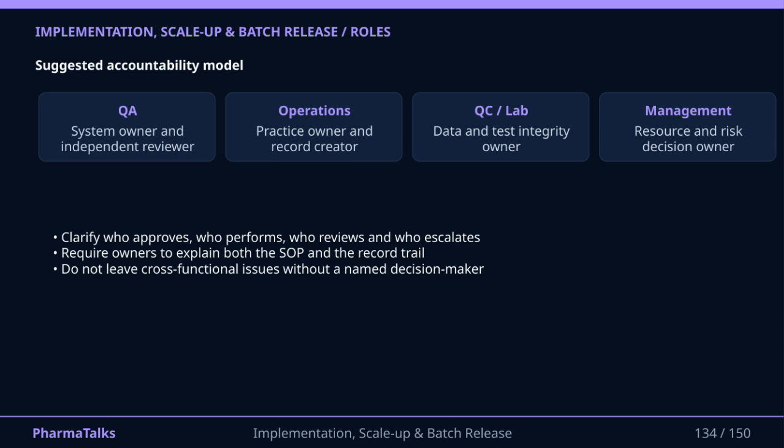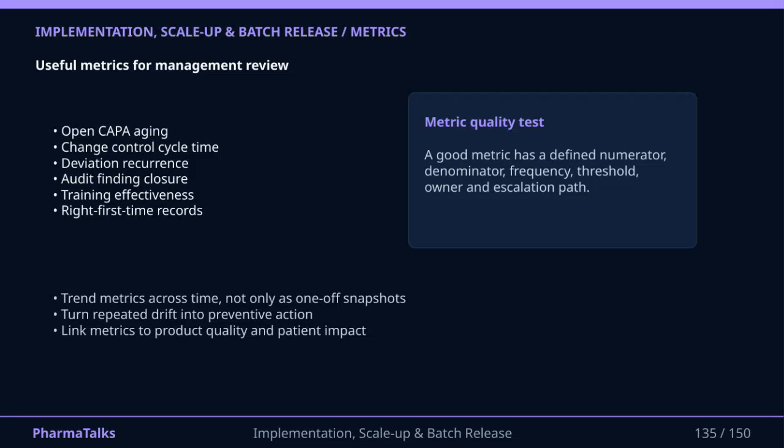It's essential that owners can explain both the standard operating procedures and the record trail to maintain transparency. And importantly, any cross-functional issues must have a named decision maker to avoid confusion or delays. By setting this accountability framework, we ensure that each stage of implementation, scale-up, and batch release is managed effectively and responsibly.